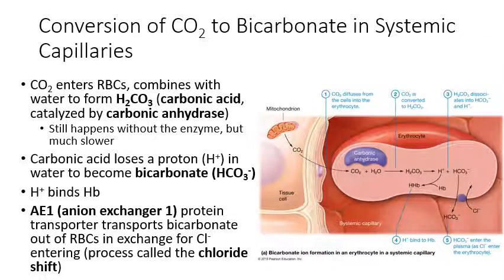And here's how carbon dioxide is converted to bicarbonate in the systemic capillaries. So first you have the carbon dioxide. It got made by the mitochondria when they were doing metabolism to make ATP. It's going to leave the cells and enter the blood. It's going to enter the red blood cells. In the red blood cells, it's going to find this enzyme carbonic anhydrase. Carbonic anhydrase is going to combine the carbon dioxide with water, and that makes carbonic acid, or H2CO3.